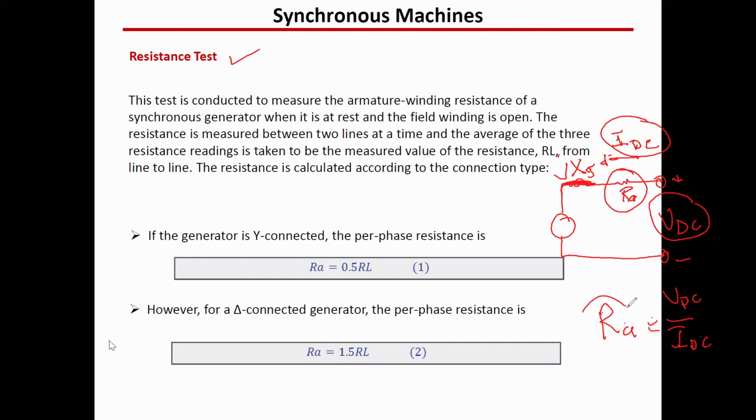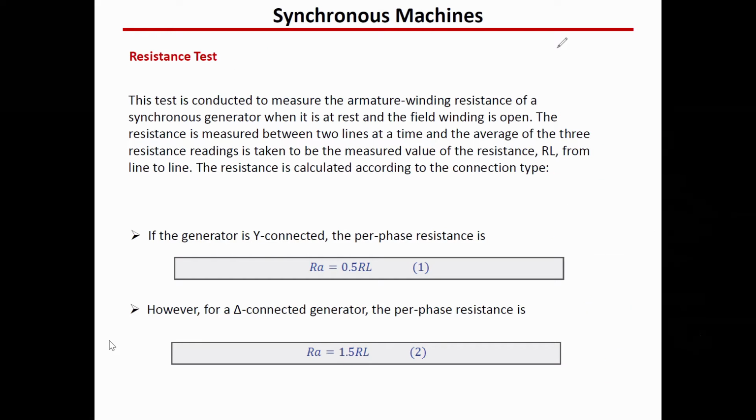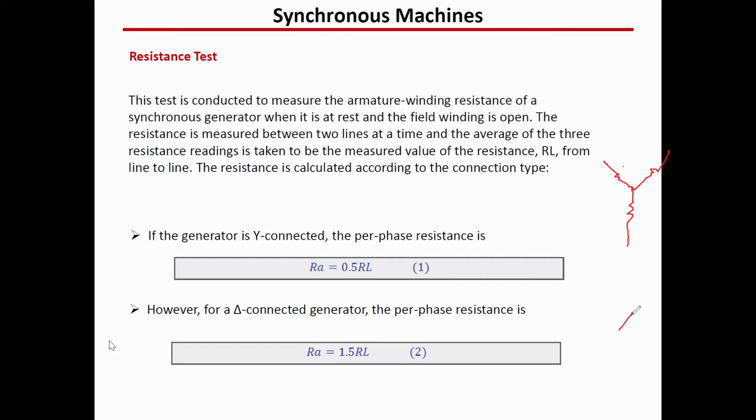Now, this value is not completely RA. We're going to call it RL. Why? Because remember that we have different connections for the three-phase side. We have either Y connection or delta connection for the machine. So if you apply the test on Y connection, you are going to have two terminals like this, and you apply voltage DC. Okay?